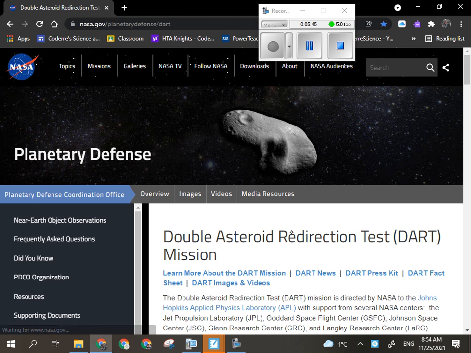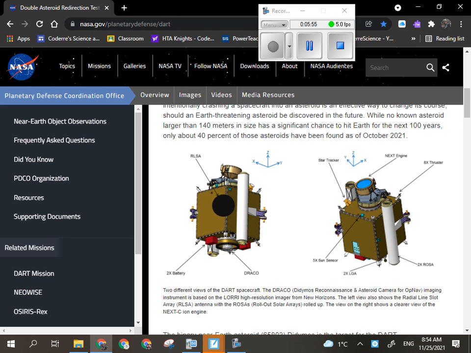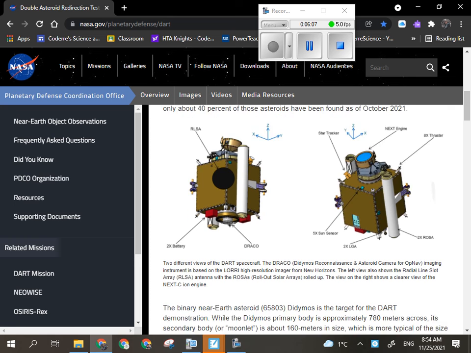Kinetic, mechanical as well. Okay, so this is their thing, the Double Asteroid Impact Redirection Test, or DART. This is the spacecraft that they're going to use, and it's got this big engine on the back that's going to be used to crash it. So this is like high-tech science. Smash it into something.